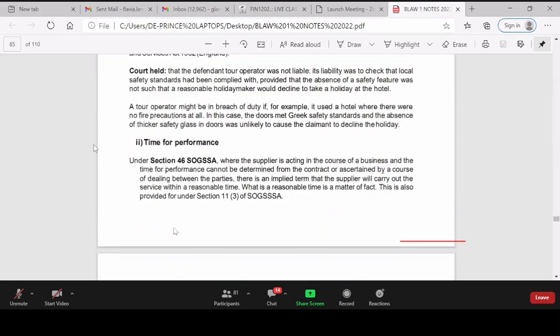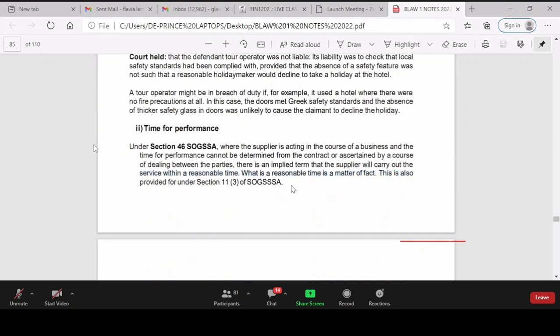So I'm not going to go through the cases. The second one is time for performance. This is an implied term in the contract. The time for performance. Just like we saw the other time, time is a very important term. It's a major term. It's a condition. So the time for the performance must be respected.